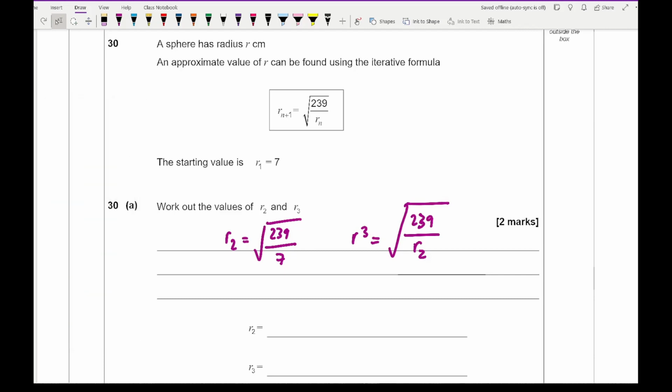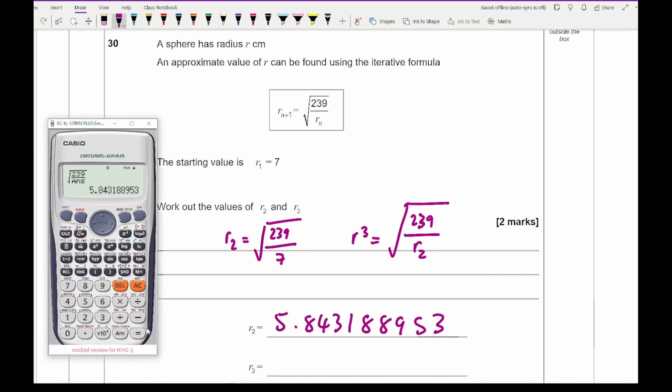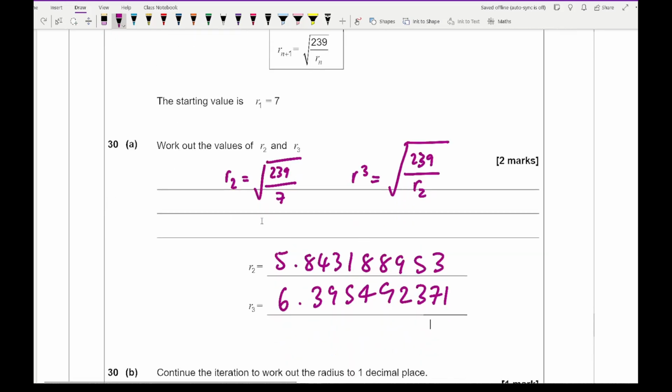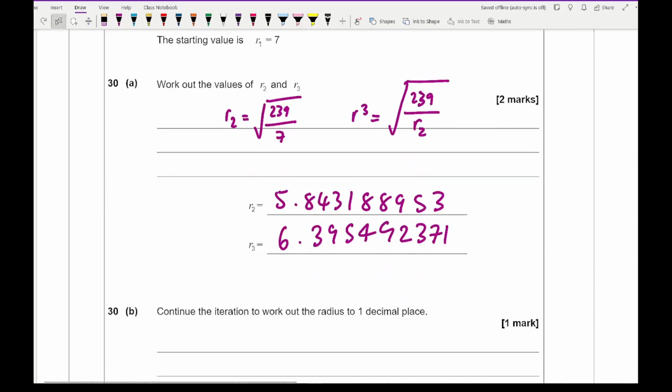Let's just write down all of that. So I get 5.843188953. And then if I bring the calculator back, I press equals again, and it gives me my next value, and that's 6.395492371. If it did say round your answer to a couple of places, then that's fine.